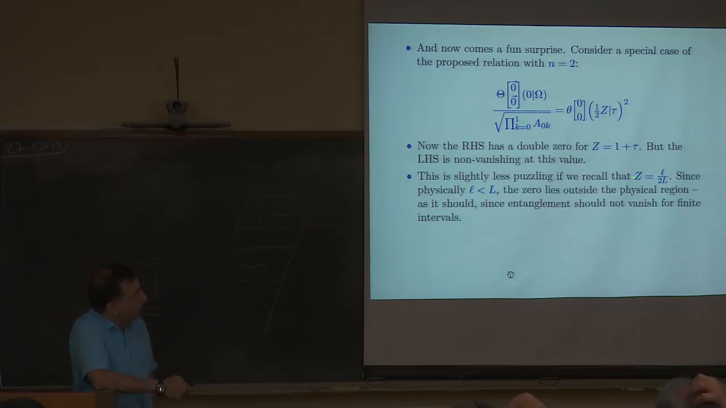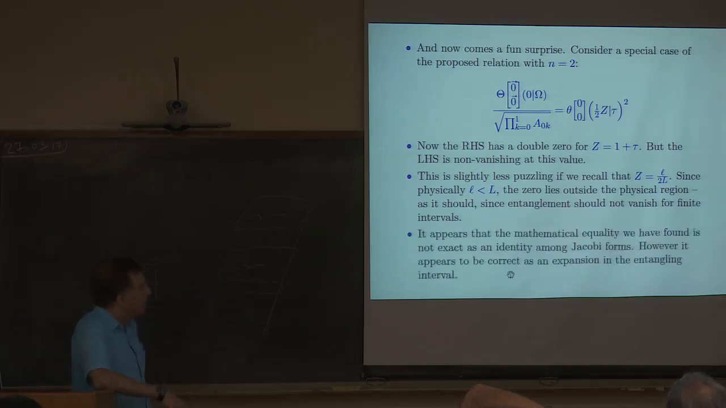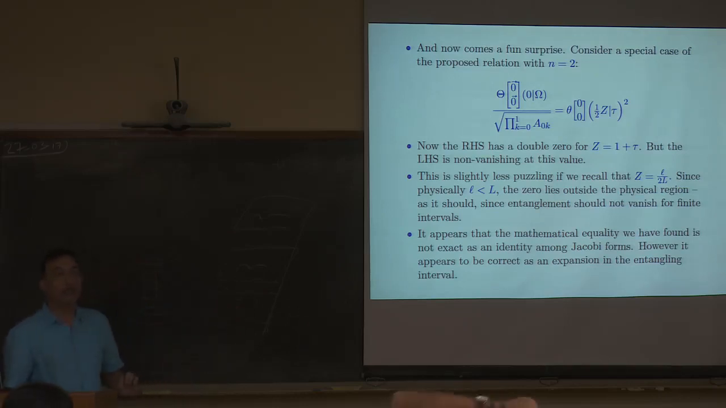Okay. So as I said, capital Z is L by 2L, but physically L is less than L. So the 0 that we are finding lies outside the physical region, since entanglement or any entropy should not vanish for finite intervals in this region. But this vanishes at this point, but the left side doesn't vanish at that point. So this equality certainly doesn't hold if capital Z is 1 plus tau or small z is outside this torus. So at best it could hold inside the torus or in a power series.